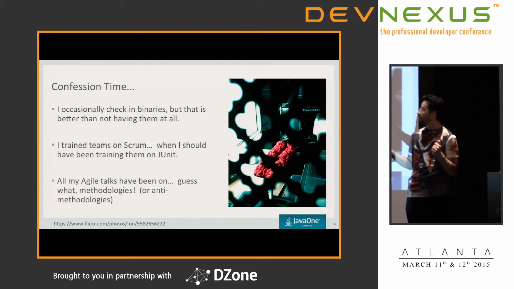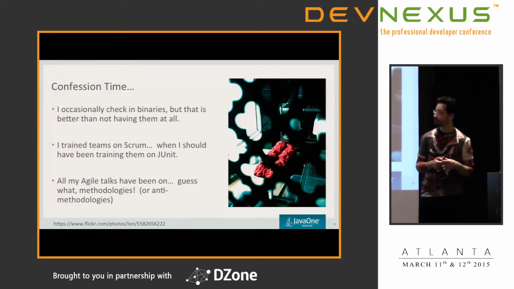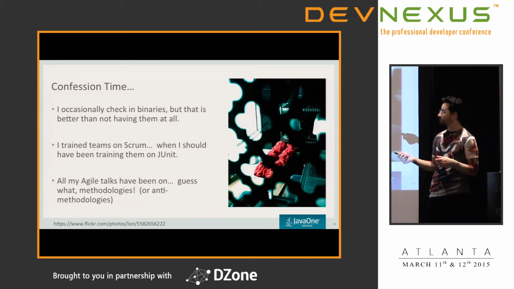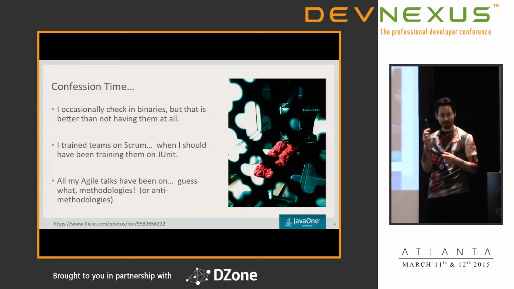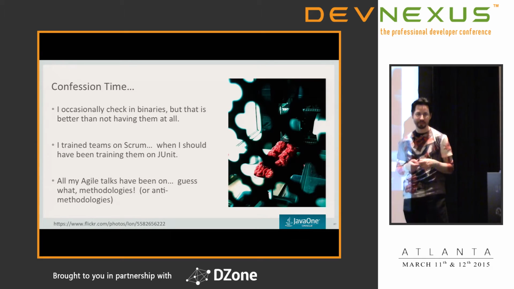Okay, and some of my confessions. I occasionally check in binaries. So I'm guilty of not using a repository manager all the time. But it's better than not having them at all or having them on Johnny's machine only. I train teams on Scrum. When I later found out, like 3 months in, I should have been training them on JUnit. They were so excited to learn Agile, I didn't stop to think, wait, do you guys actually write unit tests and check your code into version control and do all the basic development practices? I somehow missed that. And all my Agile talks have been on methodologies or anti-methodologies, not on actual tooling.